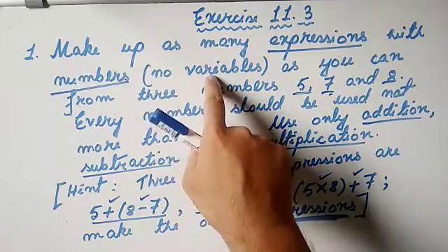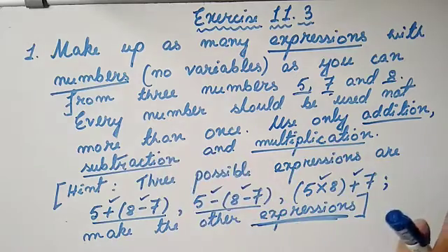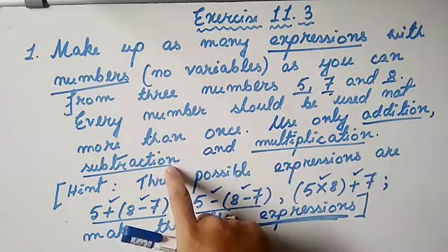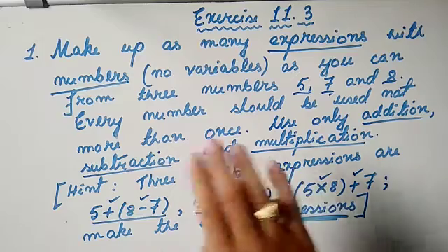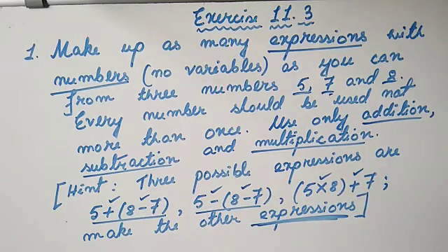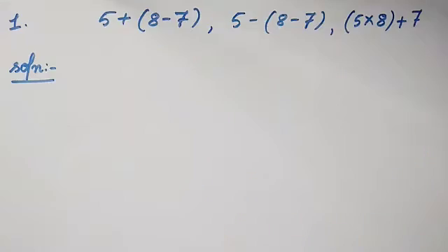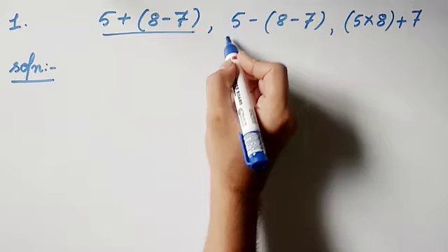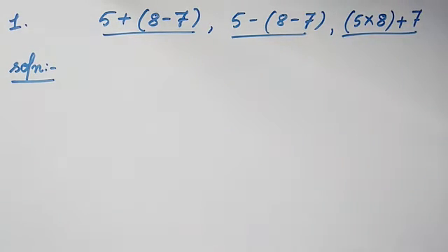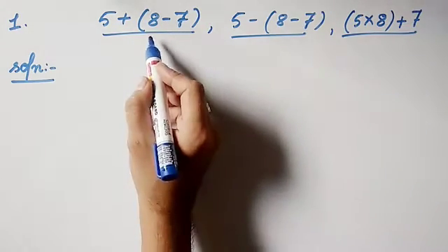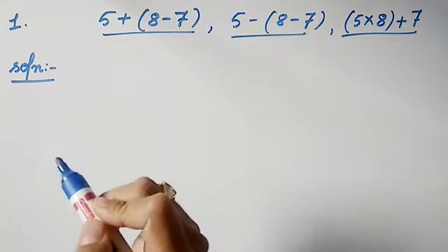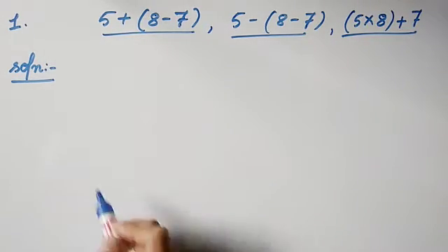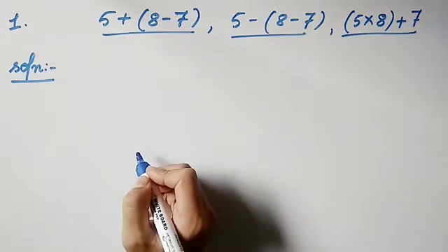Variables cannot be used, and we have to use addition, subtraction and multiplication only, no division. Understood? You can make any expression. So let's try to make at least 4 or 5 expressions. Okay, so let's try to write the expressions, and here these are the expressions which are given in the question. Okay, we cannot use these expressions again, we have to use different ones. Okay, so let's try to make our first expressions.